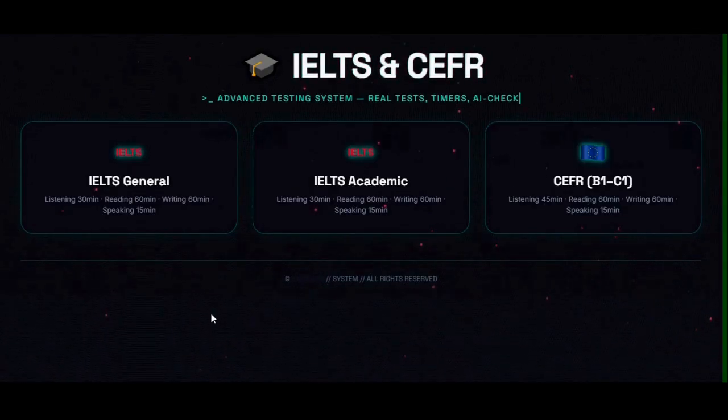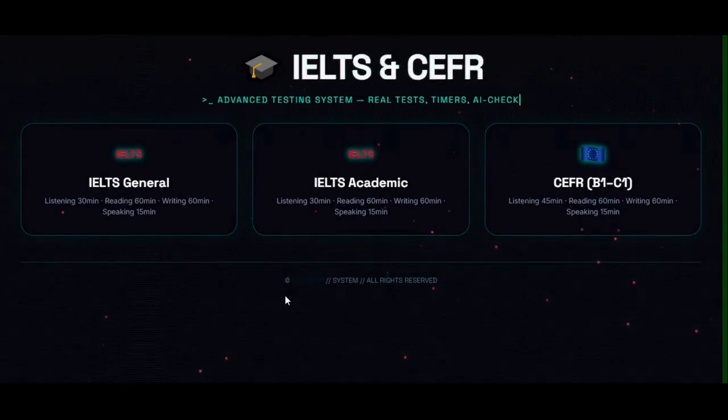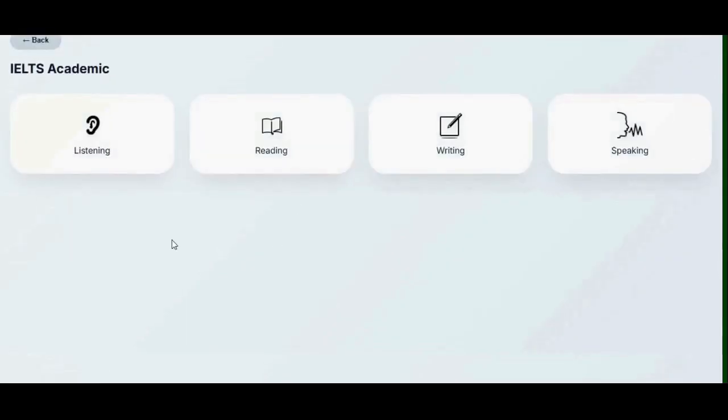Click on any card to go to the skill selection. Once inside, we see four modules: listening, reading, writing and speaking. Each module loads unique tests, so the questions are always different. Let's go in order and see how each one works.